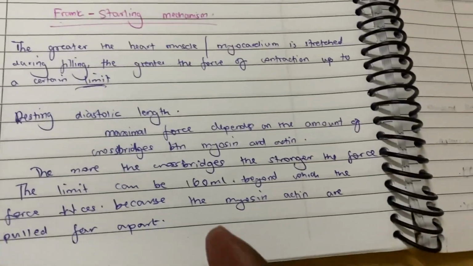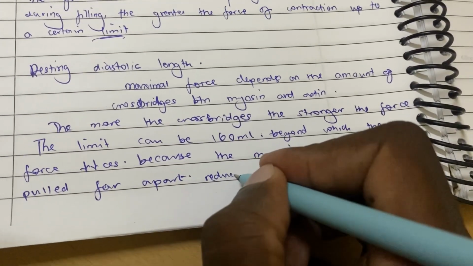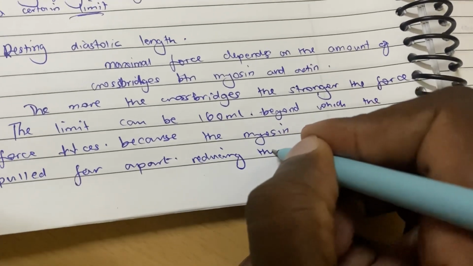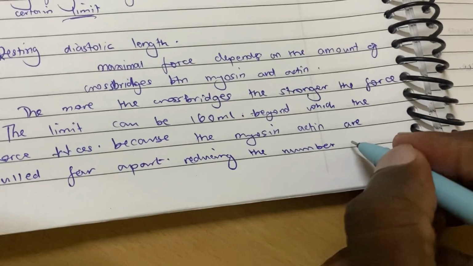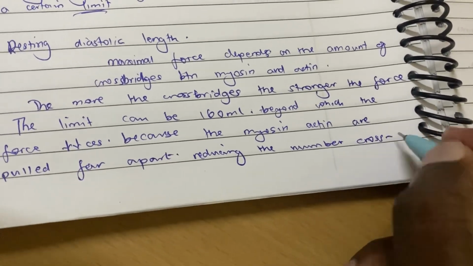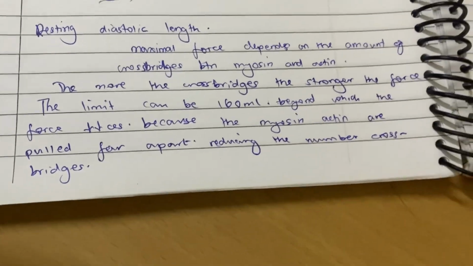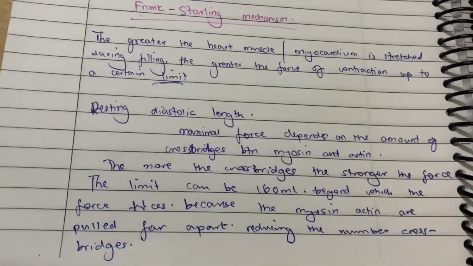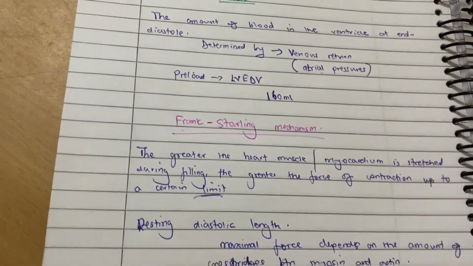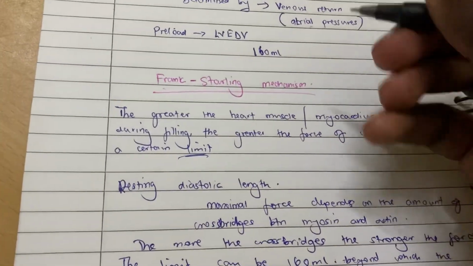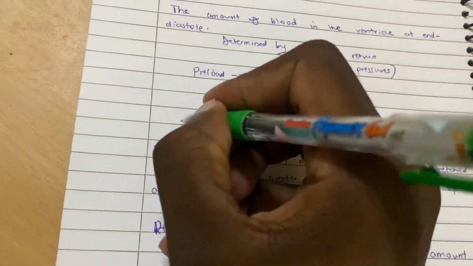The number of cross bridges again decreases, reducing the number of cross bridges. So this is what rules. This one, the Frank-Starling mechanism, is one of the intrinsic mechanisms. It is this one.